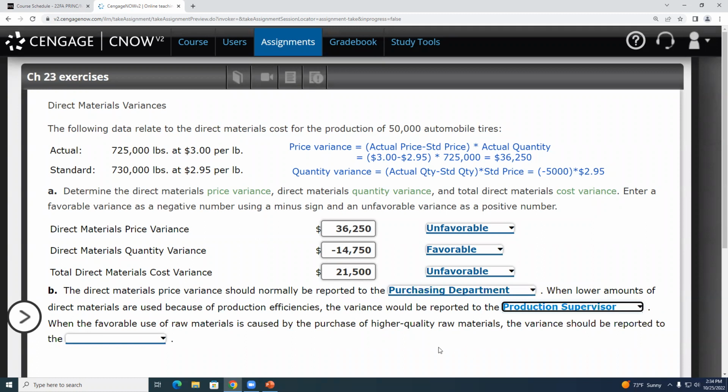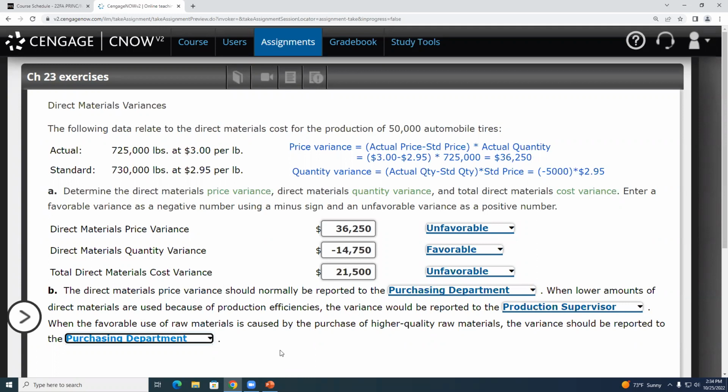When the favorable use of raw materials is caused by the purchase of higher quality raw materials, the variance should be reported to the purchasing department. And so that's the scenario that I already speculated could be what happened here. We use less of it because we bought better quality stuff. That last sentence is conjecture, just pure speculation.